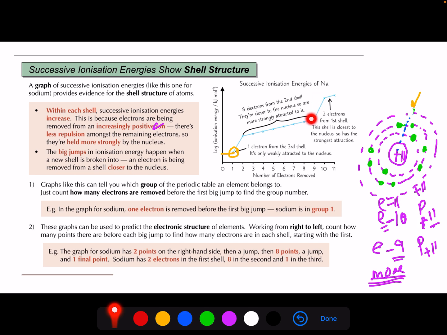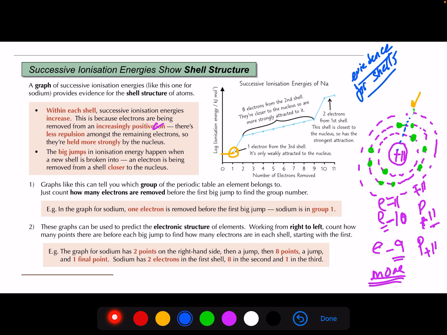guys. But you will notice there are 2 jumps. Please look, there's this jump, there's the second jump over there. There are big jumps in ionization energy when a new shell is broken into. An electron is being removed from a shell closer to the nucleus. What does this big jump, guys, indicate? This indicates the presence, again, guys, that's another evidence for the presence of shells.